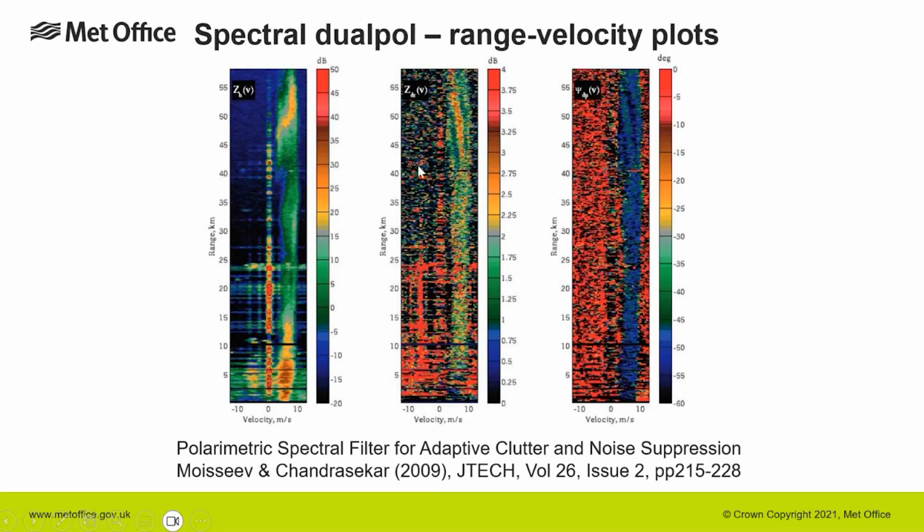So I've taken this plot from a paper by Moisseev and Chandrasekar. It's called spectral dual polarimetric variables. The idea is that instead of using the gate averaged values of the dual polarimetric variables, and similar to what somebody just said about the spectral noise floor, this one is calculating the dual polarization parameters in the spectral domain. So instead of just one value for each pixel, you've got as many measurements as you have in your original number of pulses.